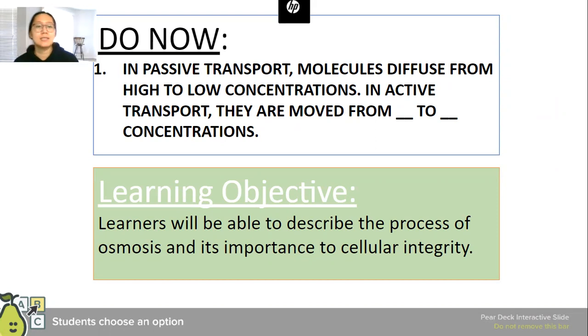Our do now in class is: in passive transport, molecules diffuse from high to low concentrations. In active transport, they are moved from blank to blank concentrations. Select your answer.